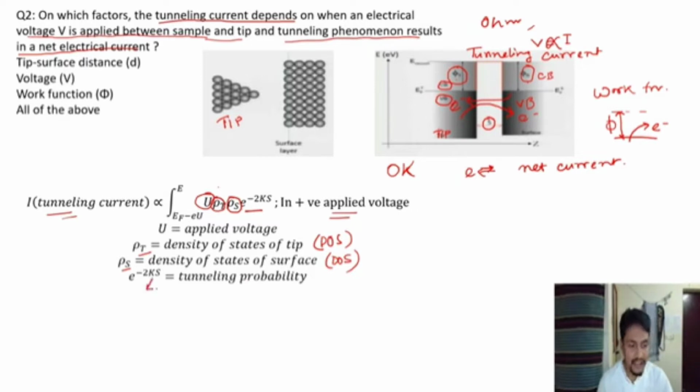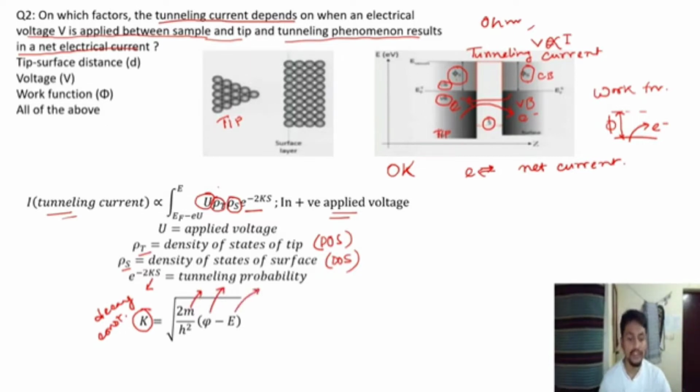And this κ is nothing but the decay constant. It is known as the decay constant. It depends upon the particle mass, that is m, and the barrier height, or you can say the work function, and at which energy we are talking about, that is the energy of the electron. So these three things, right?